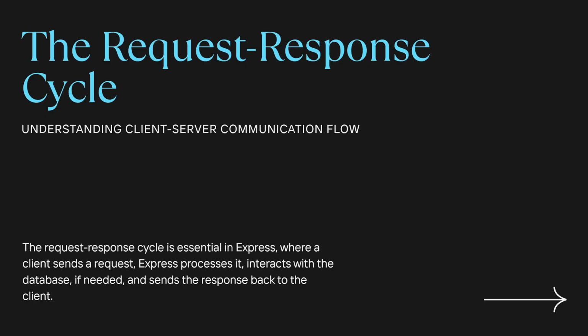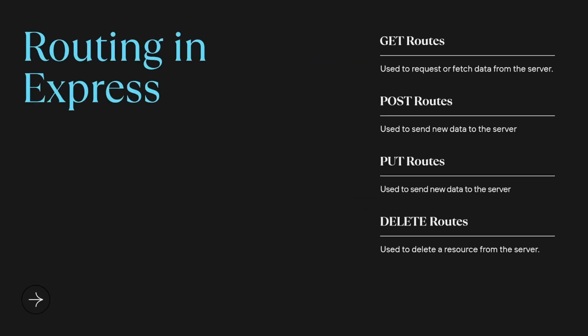Now, there are four main methods for routing. There are get routes, post routes, put routes, and delete routes. Each route has its important function. Get routes are used to request or fetch data from the server. Post routes are used to send new data to the server. Put routes are used to send data to the server, essentially to update. And delete is able to delete a resource from the server.